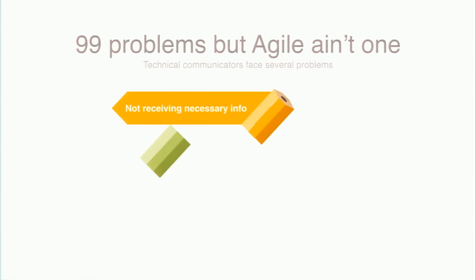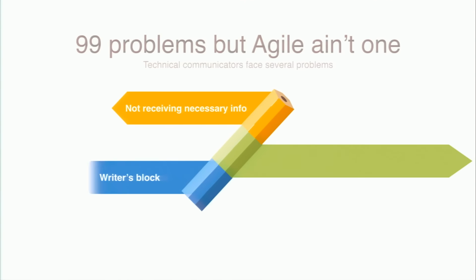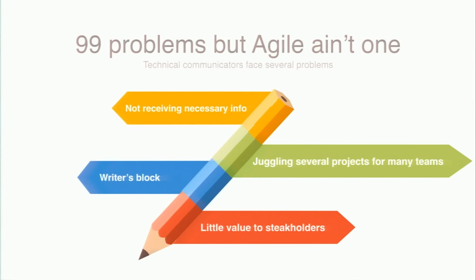Okay, so I hope you guys enjoyed the movie. It gave you a little bit of background of a typical day in an Agile team. So, 99 problems, but Agile ain't one. Now, what do I mean by that?